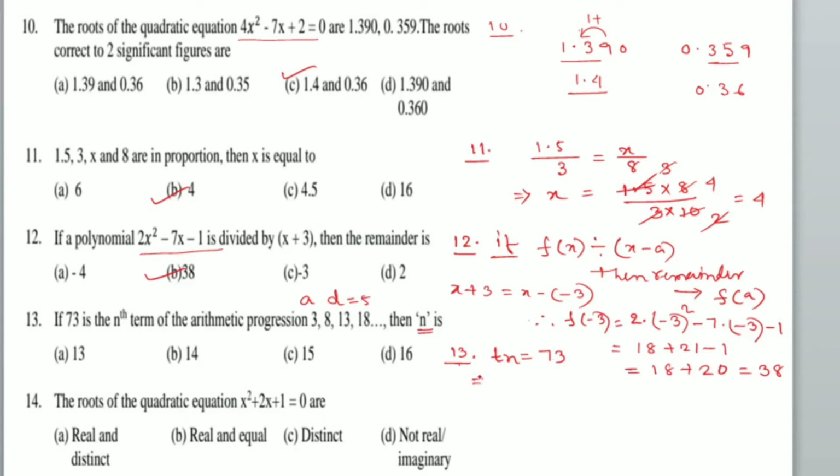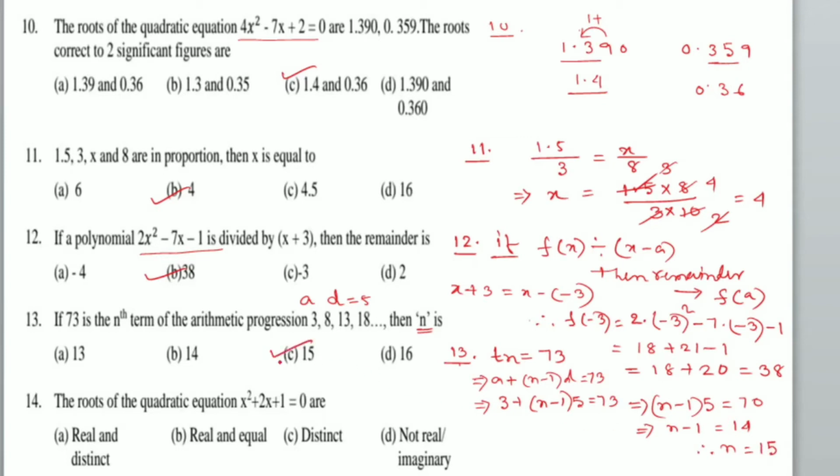Therefore we can write it as a plus n minus 1 into d is equal to 73. So it will be 3 plus n minus 1 into d, value of d is equal to 5, is equal to 73. We can write it as n minus 1, therefore n is equal to 15. So option C will be the right answer.